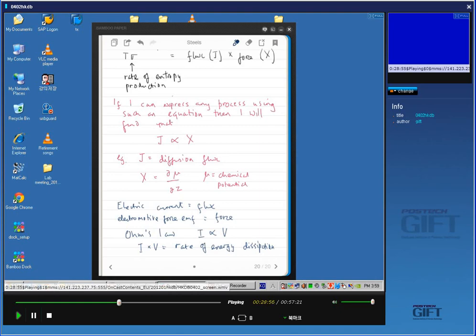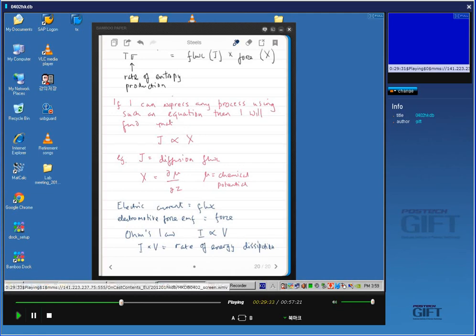Is there any other law? What preceded Fick's law of mass diffusion? What came before that? How about Fourier's law of heat diffusion? Yeah. So there, the flux of heat is proportional to the gradient of temperature. Same thing. If I multiply the two, I will get the rate of energy dissipation, right?